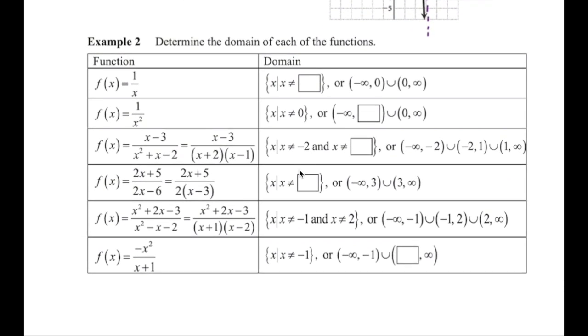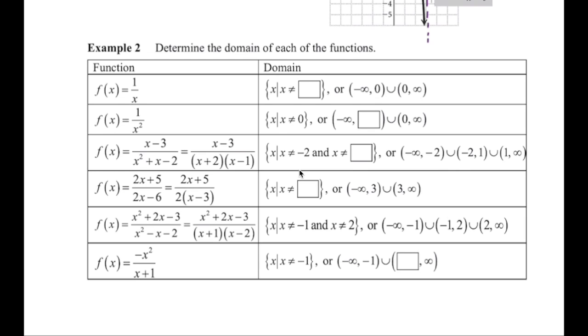So let's determine, of each of the functions below, what their domains should be. Right off the bat, when I look at 1 over x, I know that x simply can't be 0 by itself. It can be any other value, or negative infinity to 0 union 0 to infinity. The same is true for 1 over x squared. The only value would be 0. So x such that x cannot be 0, or negative infinity to 0 union 0 to infinity.